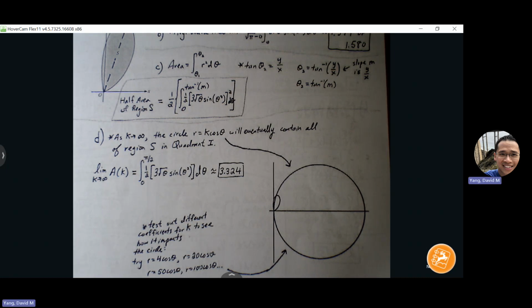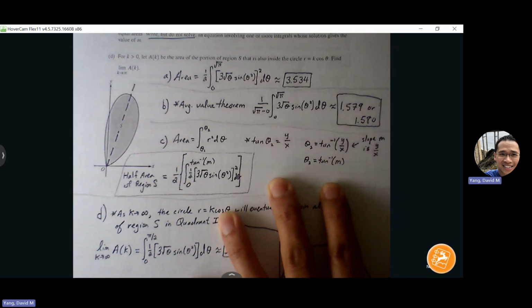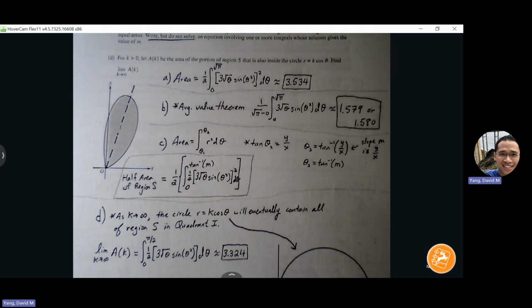Oh, the top one, part C. Because the integral inside of the bracket would equal 1/2 the area of region S, right? I don't know what the second 1/2 is. If I'm going from 0 to inverse tangent of M, that's gonna take me to this halfway point. And that alone would equal half the area of region S, right? Right.